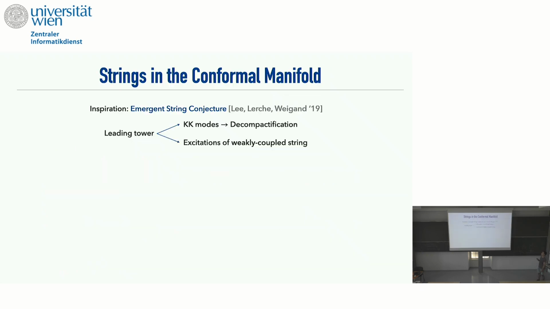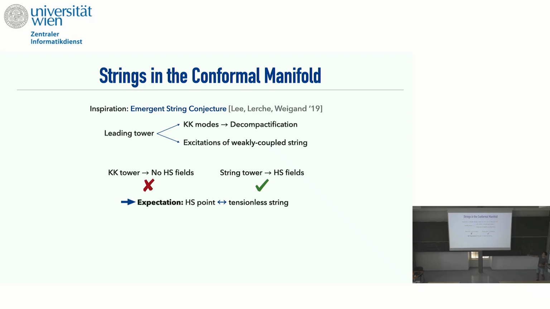In order to do that, let me start taking some inspiration from the emergent string conjecture. The emergent string conjecture tells us that as you go to infinite distance, the leading tower is going to be either KK or excitations of a weakly coupled string. And there is a very easy way of distinguishing these two towers: the KK tower has no higher spin fields. It has a spin 2, but I'm talking about higher spin 3 and more in particular, while the string tower generically has higher spin fields. So the expectation is very easy. It's that these higher spin points in the conformal manifold correspond to tensionless strings, and all the higher spin modes are becoming massless.